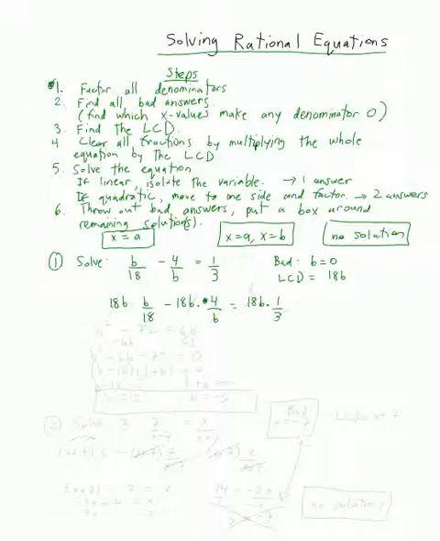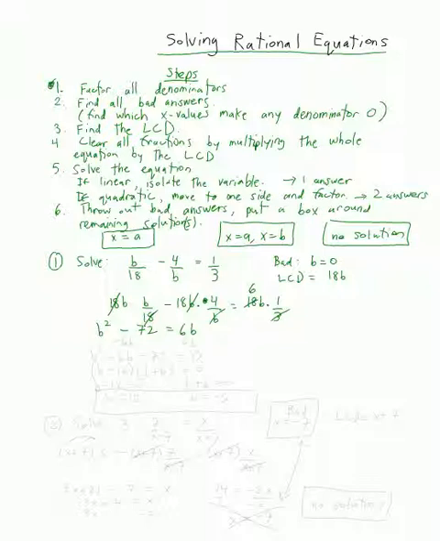What do we have left? So on the first one, the 18's cancel. We're left with b squared. Minus, on the second one, the b's cancel. We're left with negative 18 times 4, which is negative 72. And on the third one, the 3 and the 18 cancel. We're left with 6b.